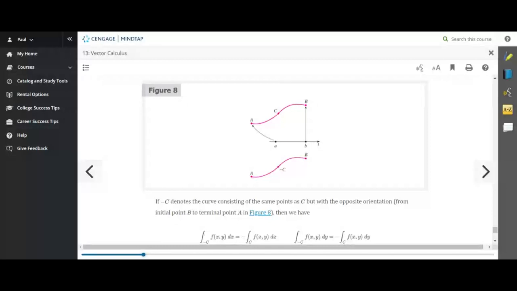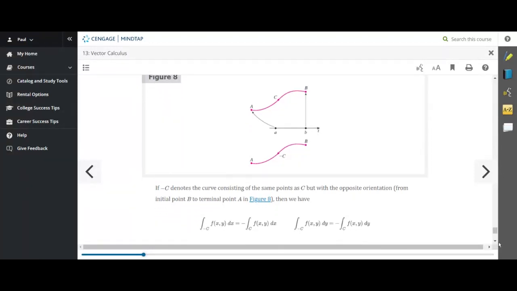Okay, so figure eight has a couple of paths, as you can see. For the top picture, the top path goes from A to B: you start at A and you end up at B. The second path in figure 8, you start at B and end up at A. And so that's like the negative of the first path.